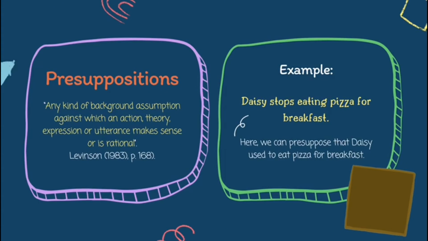On the other hand, we have presuppositions. Levinson explains that a presupposition is any kind of background assumption against which an action, theory, expression, or utterance makes sense or is rational. Here we have this example. Daisy stopped eating pizza for breakfast. Here we can presuppose that Daisy used to eat pizza for breakfast.